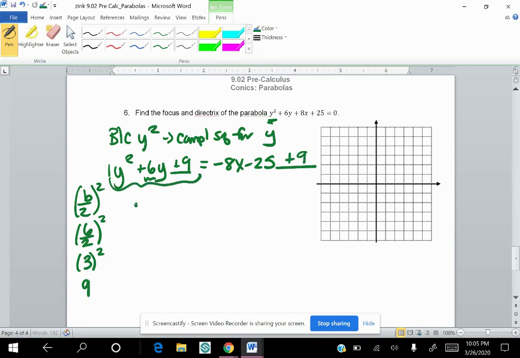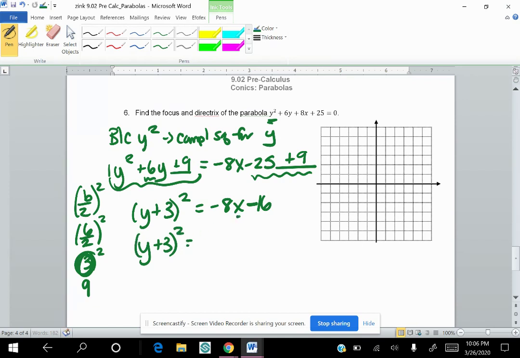Now I'm going to take the left-hand side and rewrite it as a perfect squared binomial. It's whatever it was before I squared it. So y plus 3 quantity squared equals negative 8x. Combine our like terms of negative 25 and positive 9 to give me negative 16. There we go. And now we need to factor out whatever's in front of the x to make it a 1 there. So I need to factor out the negative 8. If I divide both of these by negative 8, it'll give me x plus 2.